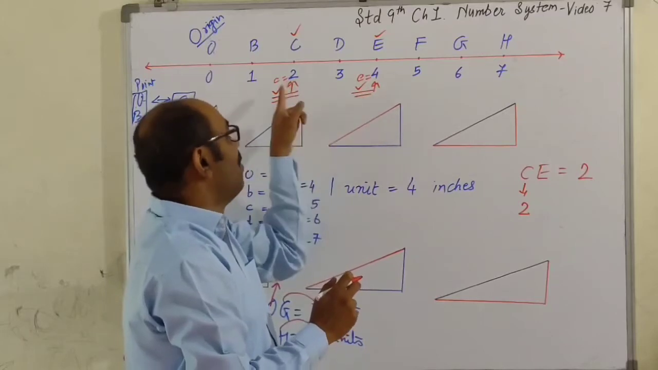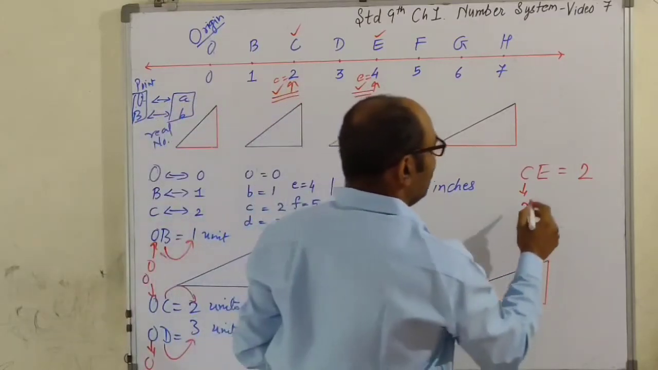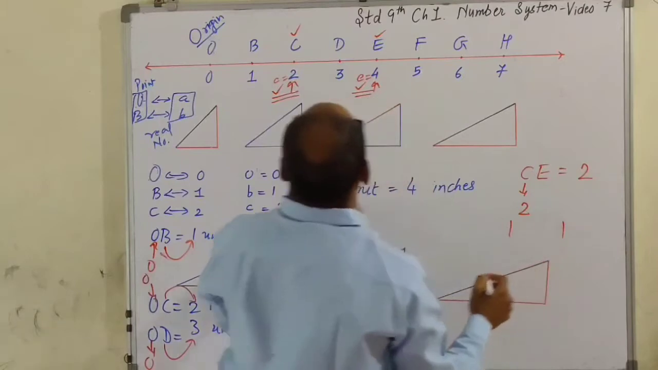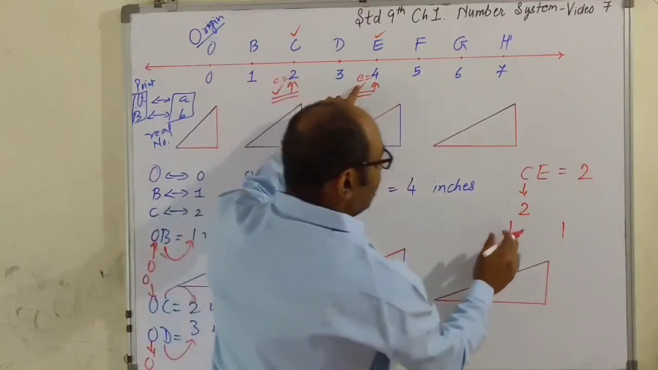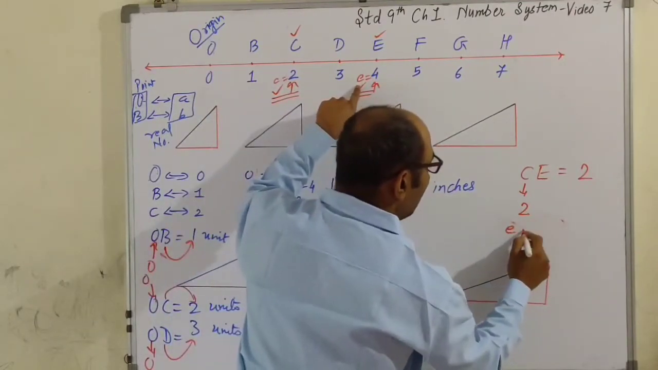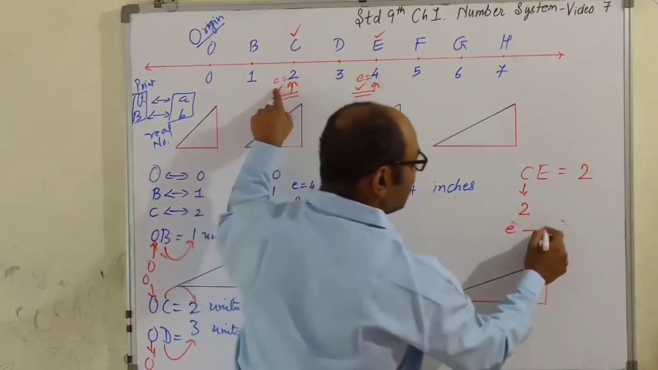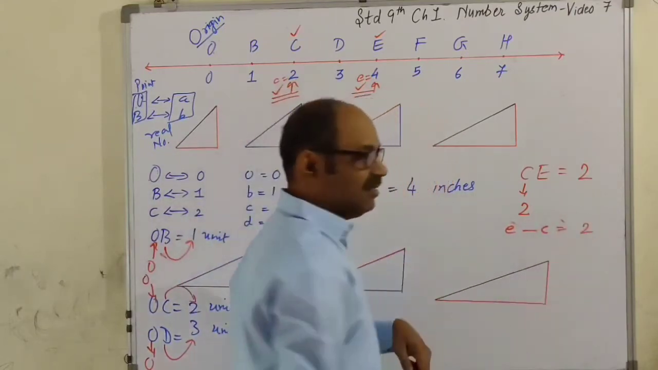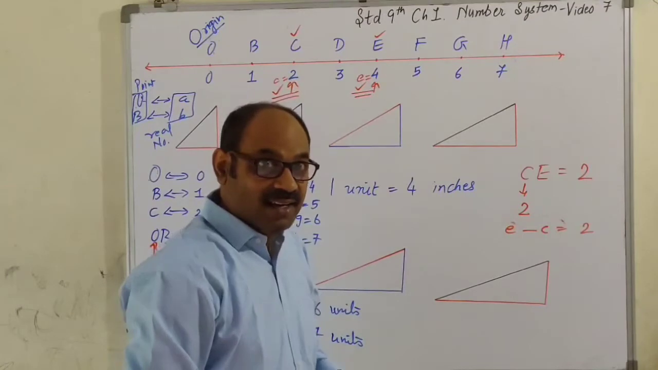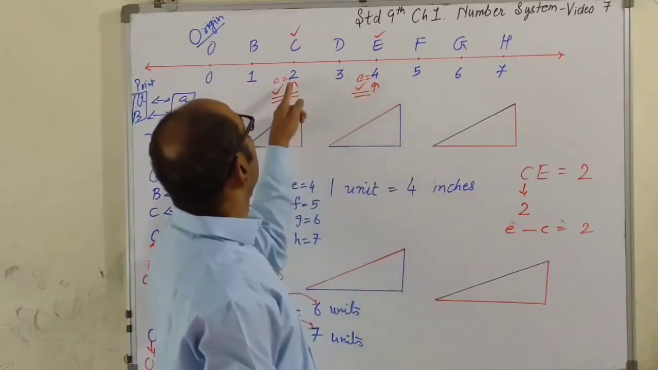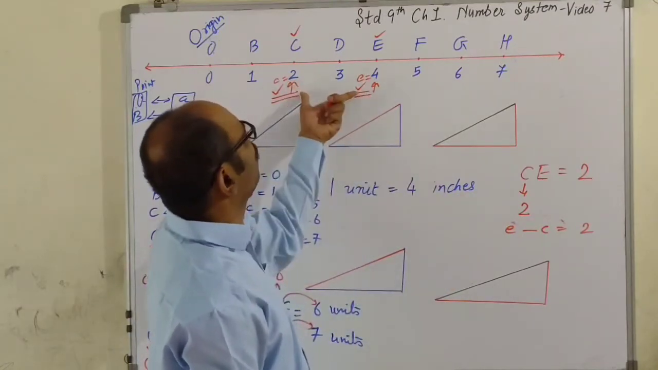So bigger number minus smaller number. This CE, E is bigger minus C is smaller. That is the distance. E minus C, see this, 4 minus 2 is 2, so 2 units.